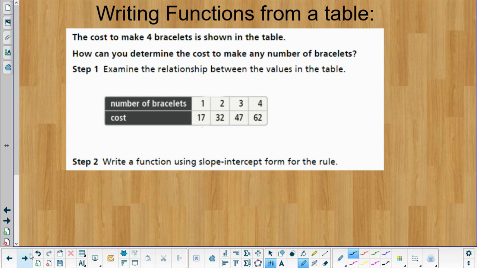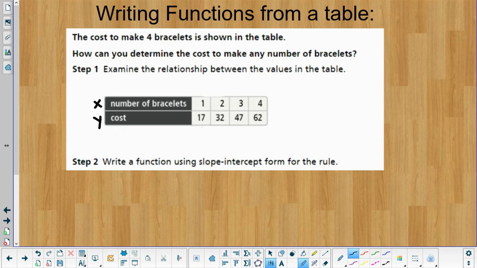Okay, now we need to know how to write functions from a table. Okay, when we're looking at tables like this, we're talking about the number of bracelets and cost that you can make. Our x is usually on top if it's written horizontally like this, and our y is on the bottom. Okay, so they want us to write the slope-intercept form of this rule. So the first thing that we're going to do is we are going to find the slope. Okay, so we have two ways of doing this. You could look at these as ordered pairs, like 1, 17 to 2, 32, and you can use that y2 minus y1 over x2 minus x1. That's fine.